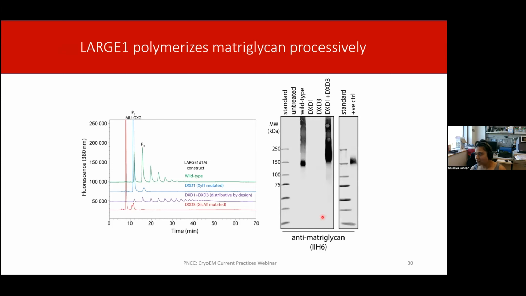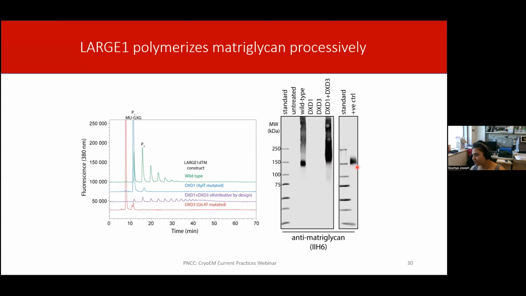And this is the Western blot of matriglycan polymerized on the recombinant dystroglycan substrate that we engineered. Here you can see DXD1 and DXD3 polymerize matriglycan just fine. And this is the product from the wild type protein, which looks different from the purely distributively polymerized product. In the wild type protein, you have a very discrete band followed by a smear. And that discrete band is missing in the distributively polymerized matriglycan.